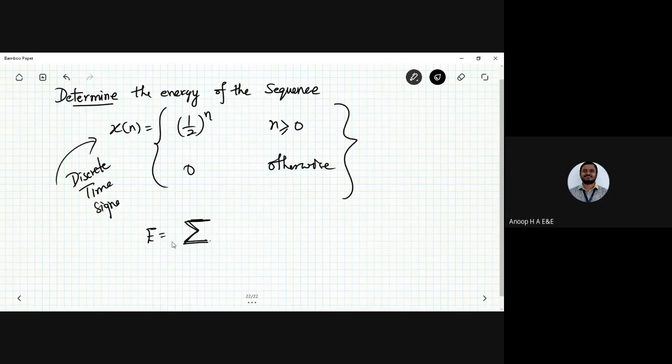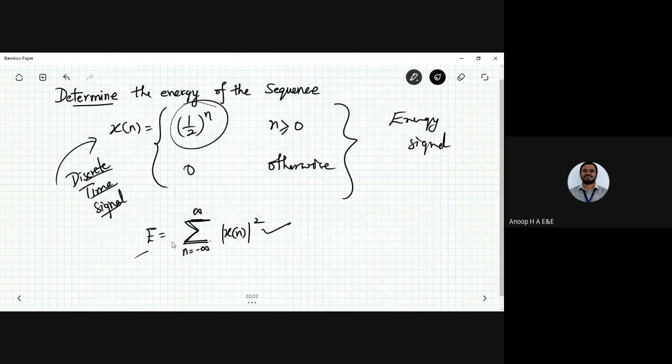It is a discrete time signal. So x of n would be a discrete time signal where n is equal to minus infinity to plus infinity, the sum of mod x of n squared. This is the energy of the sequence that you are going to find out. So certainly the given signal is an energy signal. This is the formula to find out the energy of the sequence.